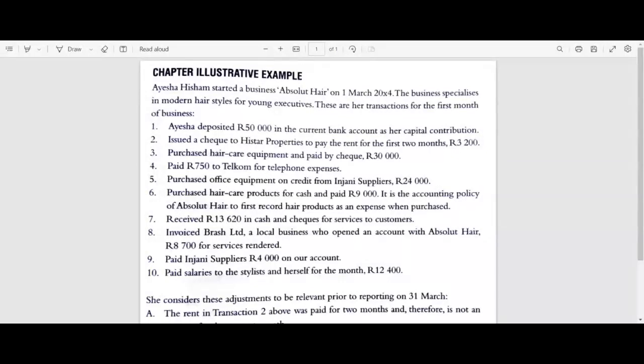Just remember the element is an expense, which is quite correct. But now we will have many kinds of expenses. So we have to be very specific so that at the end of the day, we make it easy for ourselves to draw up our financial statements. In this case, it will involve your statement of profit or loss. So we are going to debit telephone expenses with 750 rands.